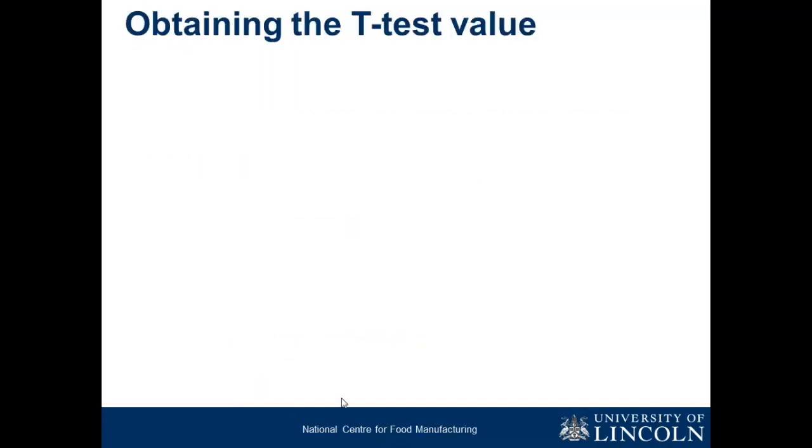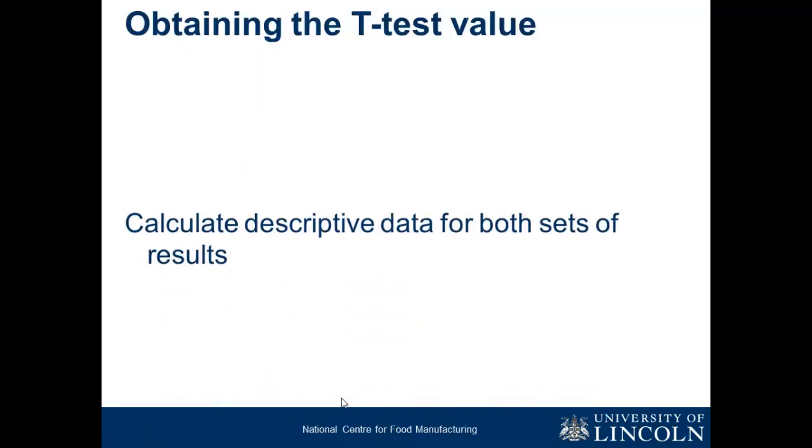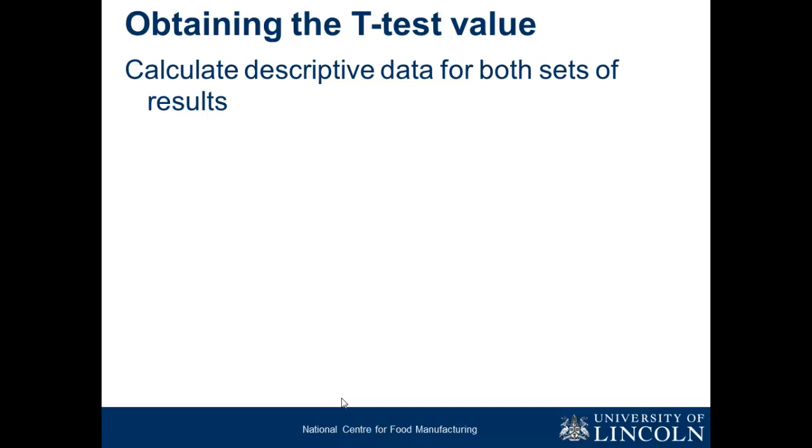Now let's look at obtaining the t-test value. The very first thing you want to do is to calculate the descriptive data for both sets of results. Descriptive data is talking about mean, median, mode. Although you don't need the mode or the median, for me to expose you to descriptive statistics, let's just look out for those elements: the range, the mean, median, mode. I think you are going to need this for your assignment.